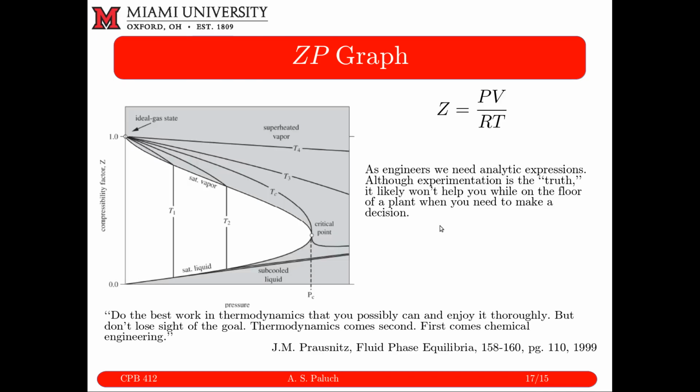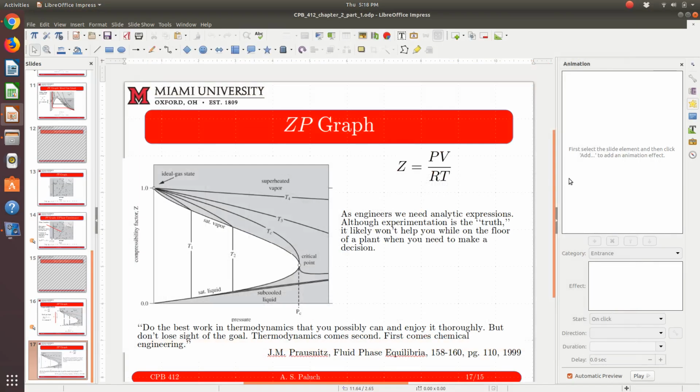This is going to be our stepping point for the next set of slides, once we start to talk about corresponding states theory and cubic equations of state, in terms of getting data collapse on a Z-P graph such as this. So with that, we'll wrap up this set of notes and we'll move on.